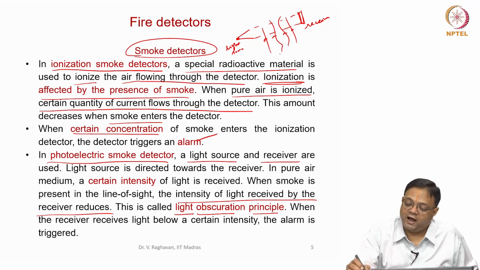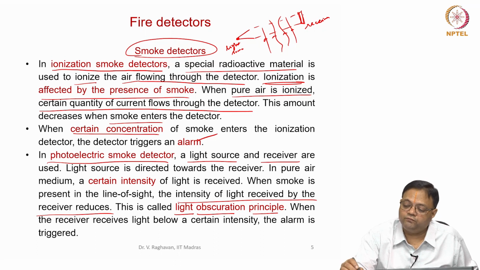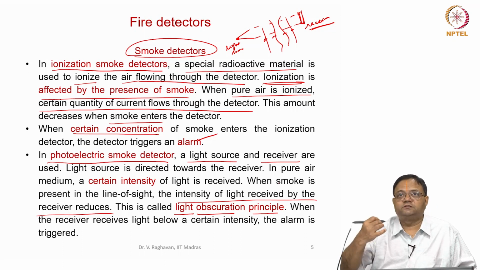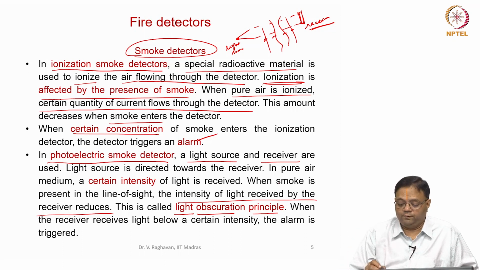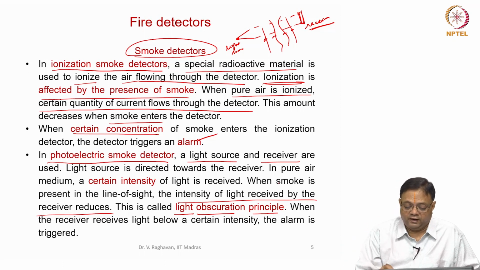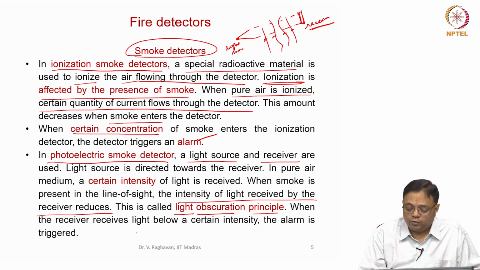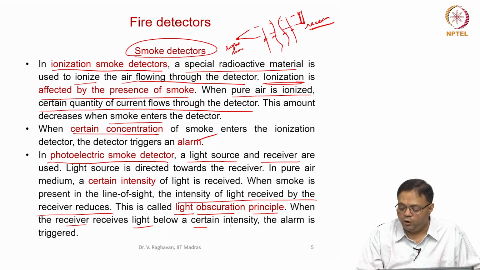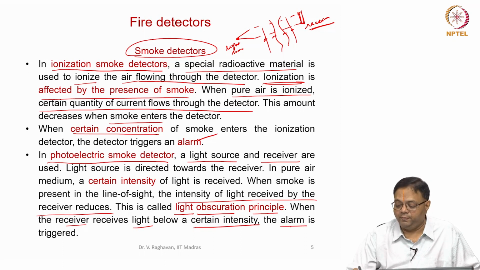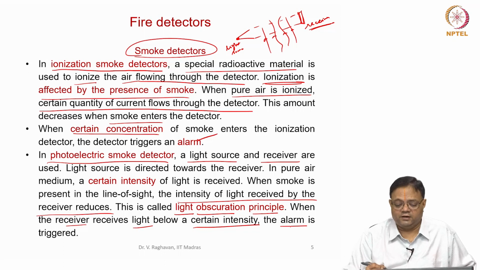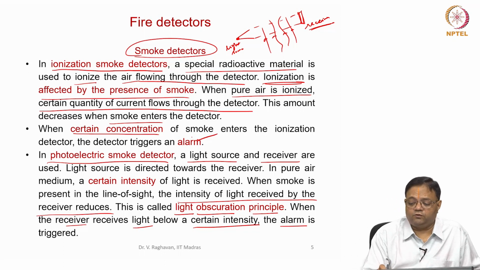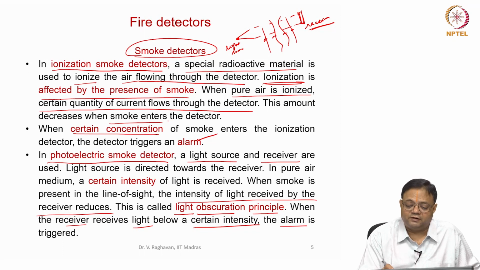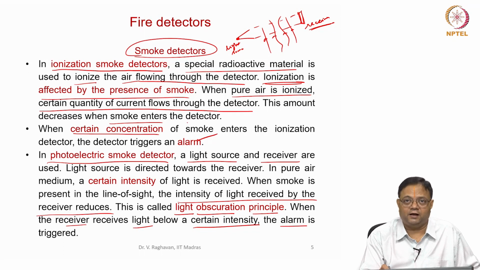Now, when air passes through, there is some intensity of light received by the receiver, and that is the baseline. When smoke of different intensities passes through, the intensity of light received by the receiver reduces, and if it reduces below a certain intensity, then an alarm can be triggered. Like in the ionization case, when a certain concentration of smoke enters, this causes a reduction in the current flowing to the detector, which will trigger an alarm.